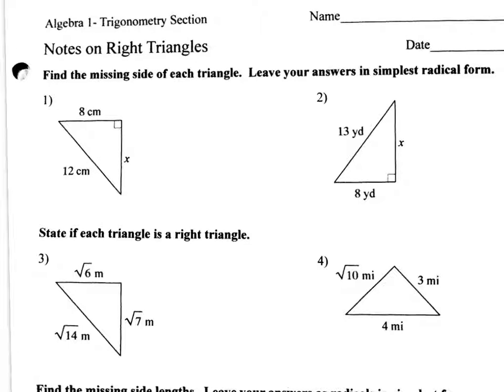Okay, we're going to do notes on right triangles, and we're going to look at some different things here. Now, some of this will be review, things you did in middle school. So we're going to start with what is called the Pythagorean Theorem. Again, this should be something you have done in middle school, Pythagorean Theorem. And this is used with right triangles.